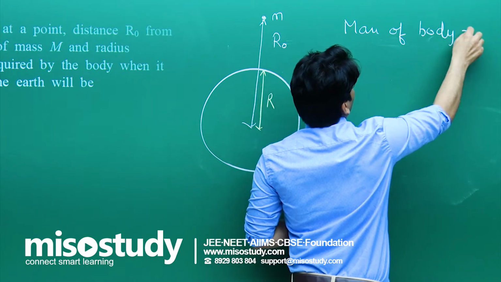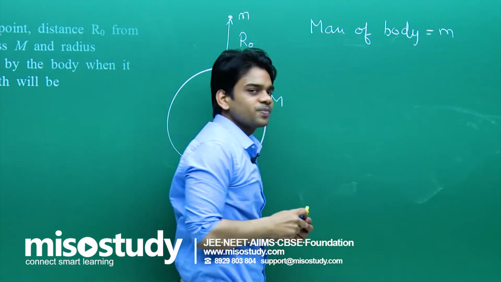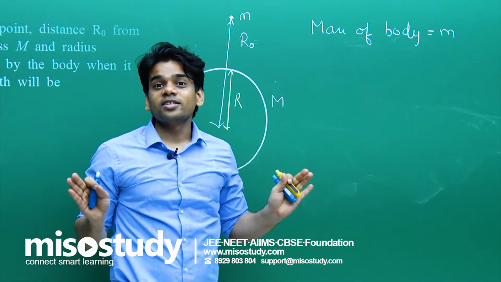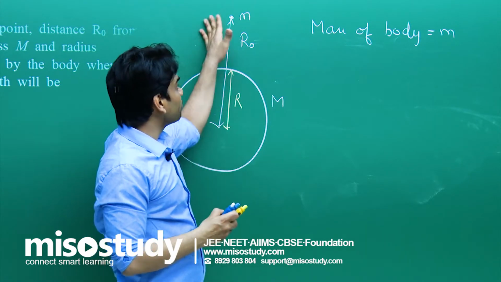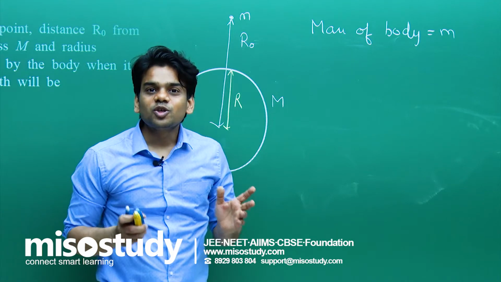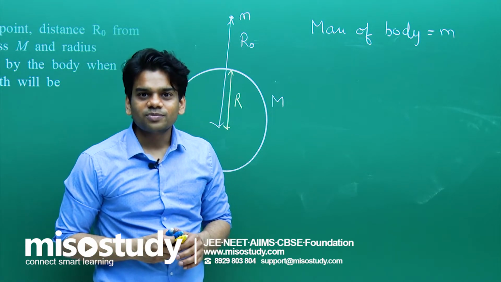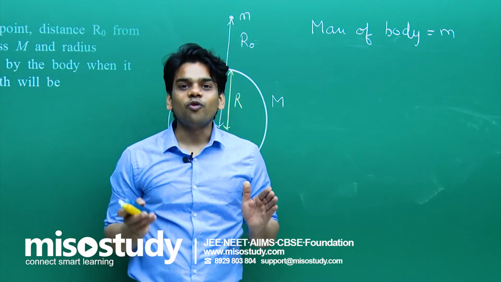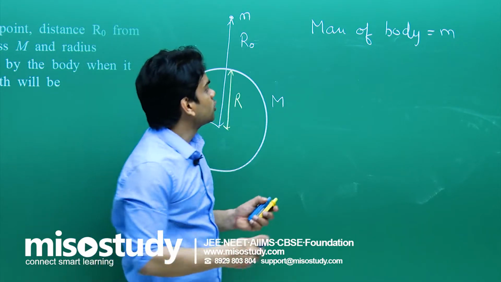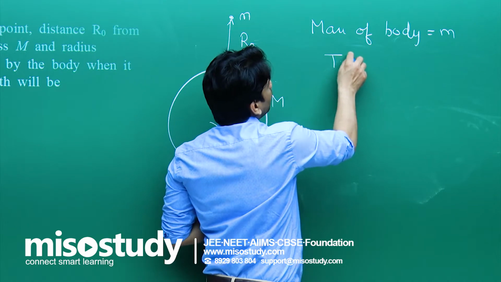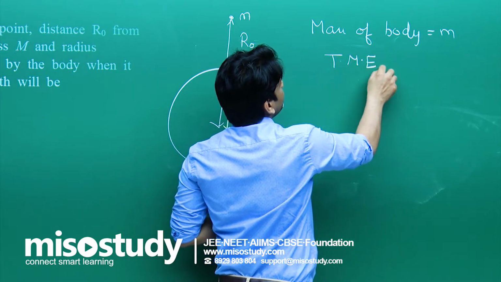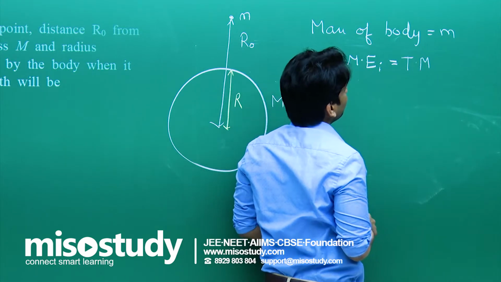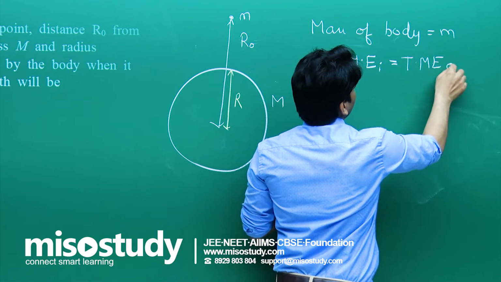This is what we have taken. Now you see here, as the body comes down, there is no external force for this earth and body system, so that means the total energy of the system will remain conserved. That is, initial kinetic energy plus potential energy will be equal to final kinetic energy plus potential energy. So let me write that total mechanical energy initial will be equal to total mechanical energy final.